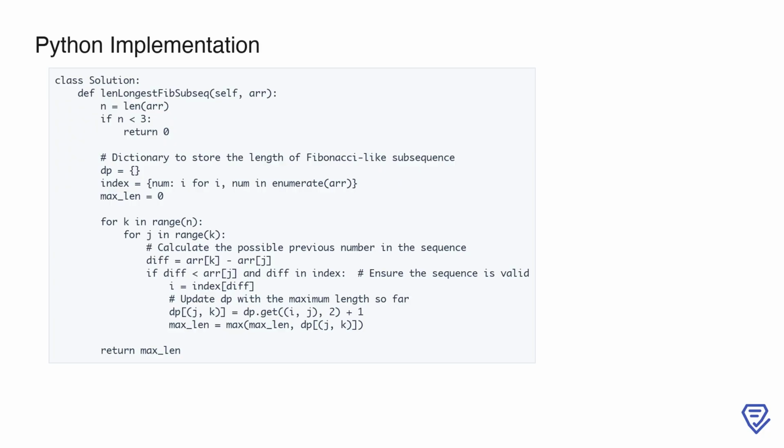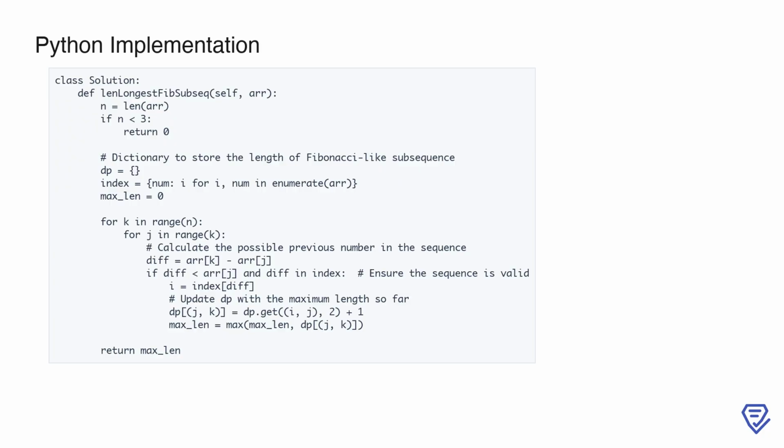For each pair of indices (j, k), where j is less than k, we calculate the difference arr[k] - arr[j], which represents the potential previous number in the Fibonacci sequence. If this difference is less than arr[j], to ensure the sequence is valid, and exists in the index dictionary, we retrieve its index i.